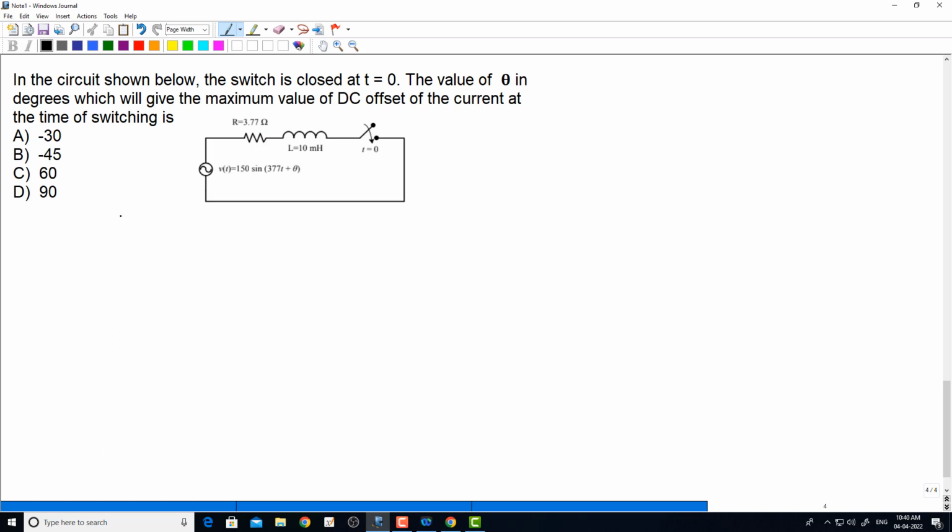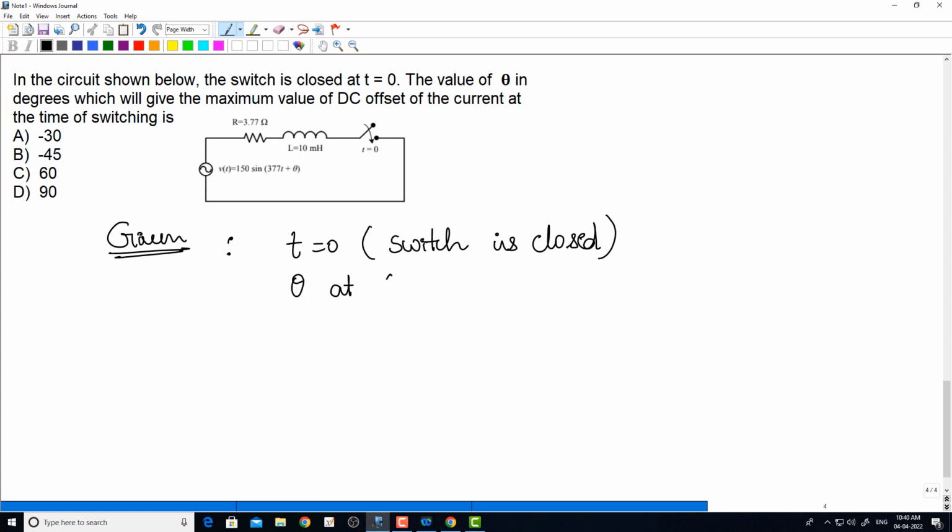So, first the given data. The switch is closed at t is equal to 0. And we need to find out the value of theta at which the maximum value of DC offset occurs.